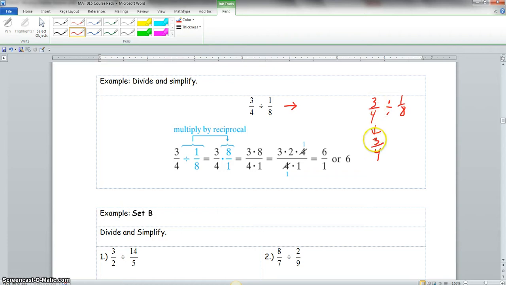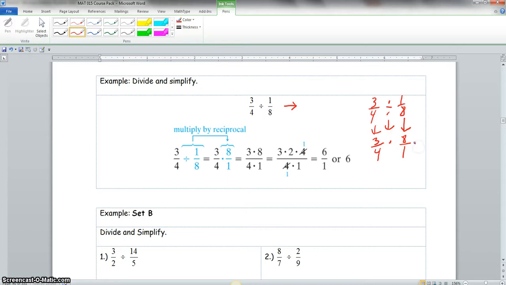So this first value here always stays the same. Division becomes multiplication. That's your next step. And then the second fraction, you take the reciprocal of the second fraction, which here would be 8 over 1. Now remember, I told you, your final answer cannot be divided by 1, but we're not done yet. So we can leave it divided by 1 to solve this problem.